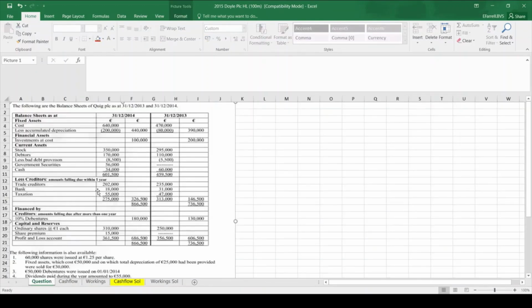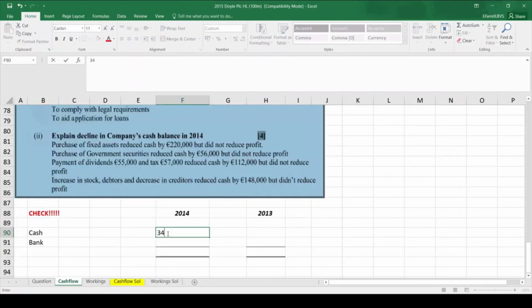So this year, I have an asset in cash of 34,000, so that's good. And I have a liability, a bank overdraft of 18. So cash is 34, and bank is minus 18. That comes to a net position of up 16,000.